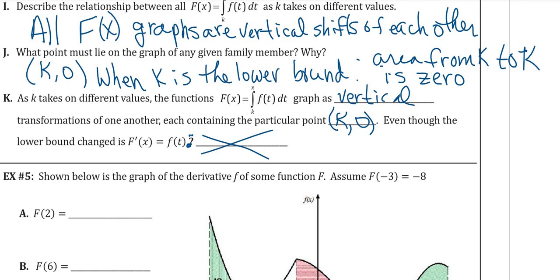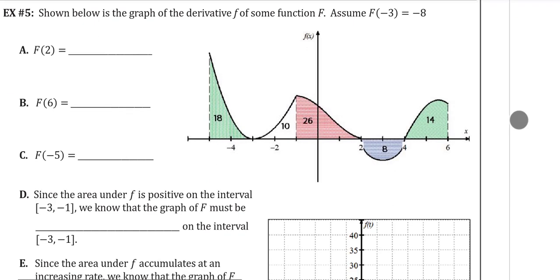Okay, so next example. Shown below is the graph of the derivative of f for some function, capital F. And we're going to assume that F of negative 3 equals negative 8. So we already have a value here on our graph. And so let me mark it here. So here we know that F of negative 3 equals negative 8. So we're asked to find F of 2.